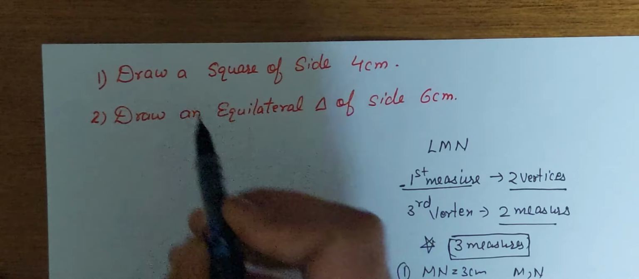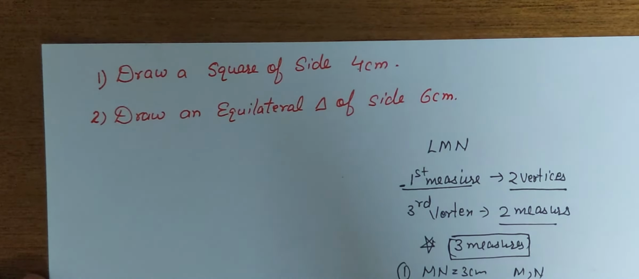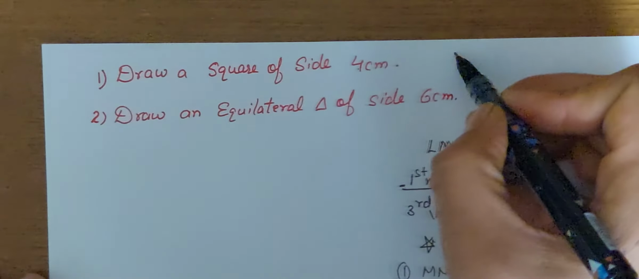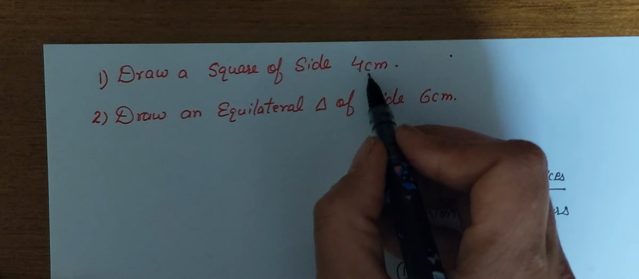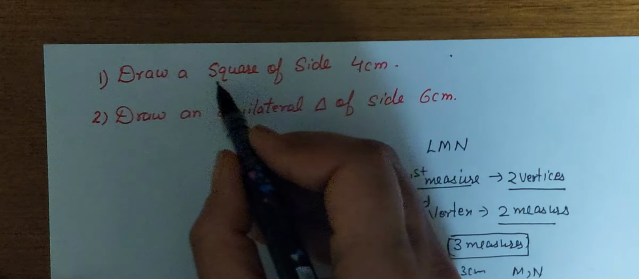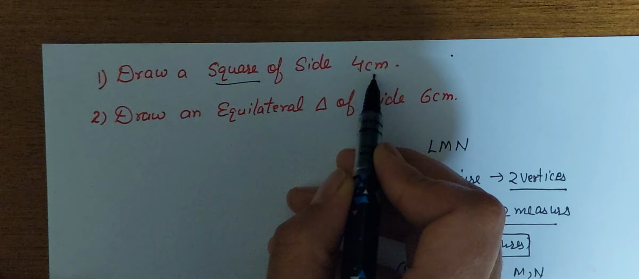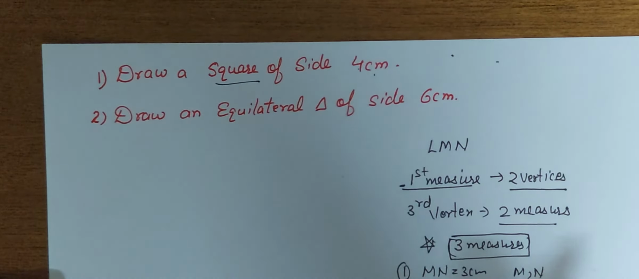Now come over to the question. Draw a square of side 4 centimeter. By giving this information, you have actually been given all 8 measures. A square is a 4-sided figure, so it has 4 sides and 4 angles, in total 8, and you have been given all those 8 measures, because each side is 4 and each angle is 90 degrees, as it is a square. So this is your first question. You have to draw a square of side 4 centimeter. You have been given all 8 measures, but you just need 5 measures to construct a quadrilateral.